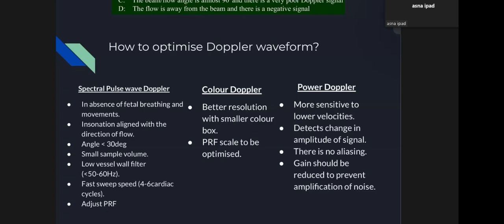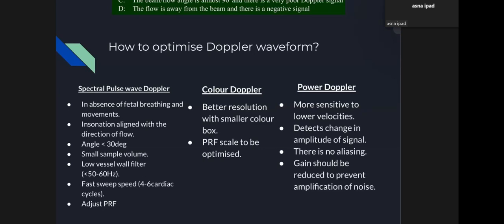Power Doppler detects change in amplitude, unlike color and spectral that detect change in frequency. Power Doppler detects change in amplitude of signal. That's why we don't have the color blue and red in power. We have one color with different shades, different hues of that color, orange color with different hues of it. That is different amplitudes of the color. Okay. There is no aliasing in power Doppler.